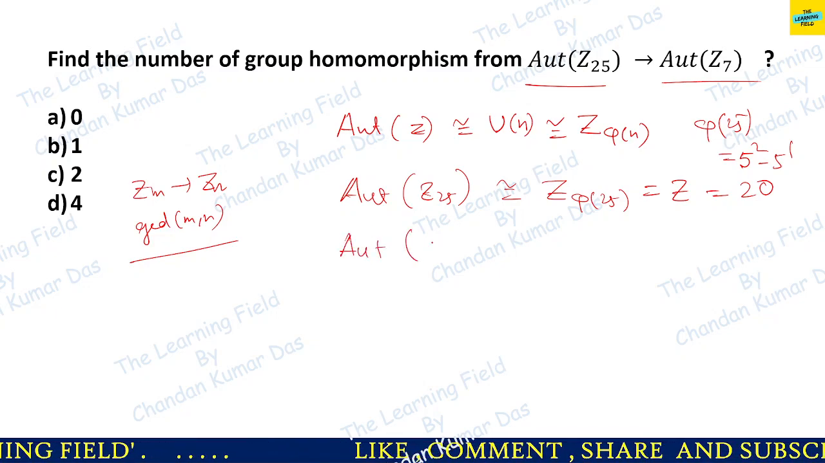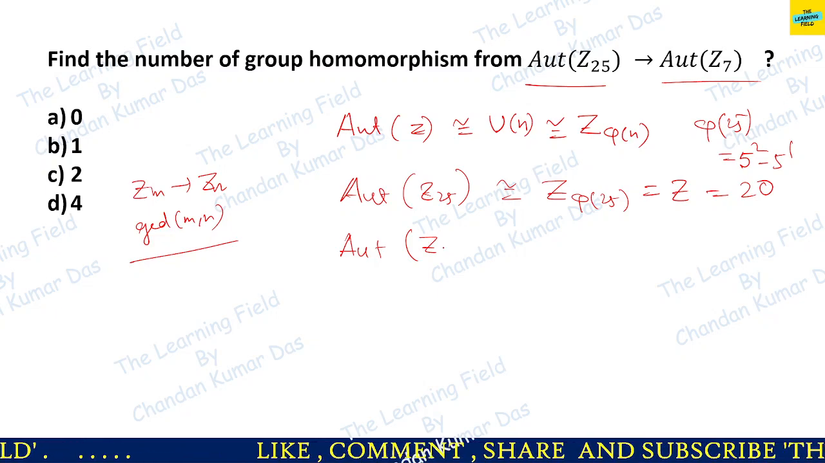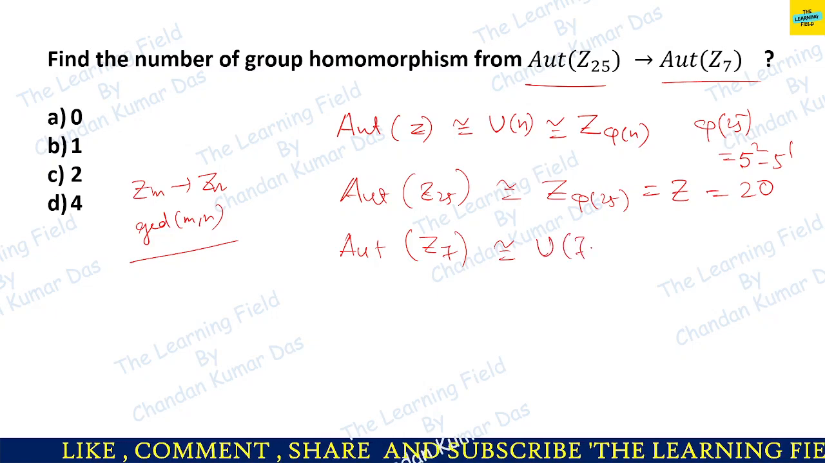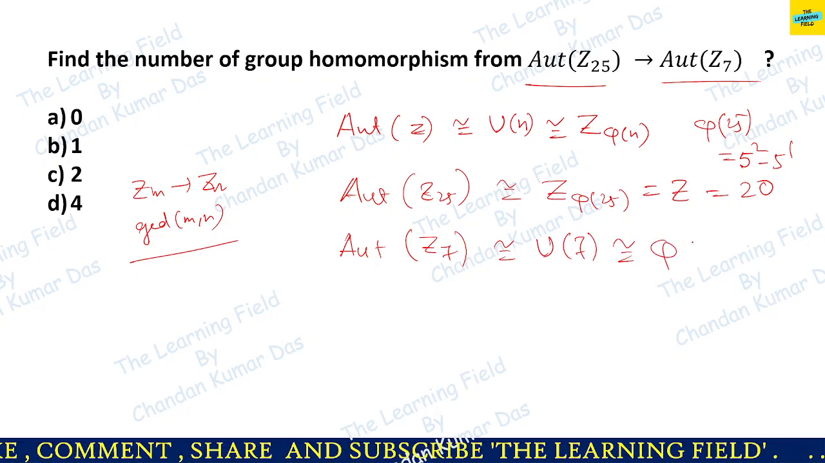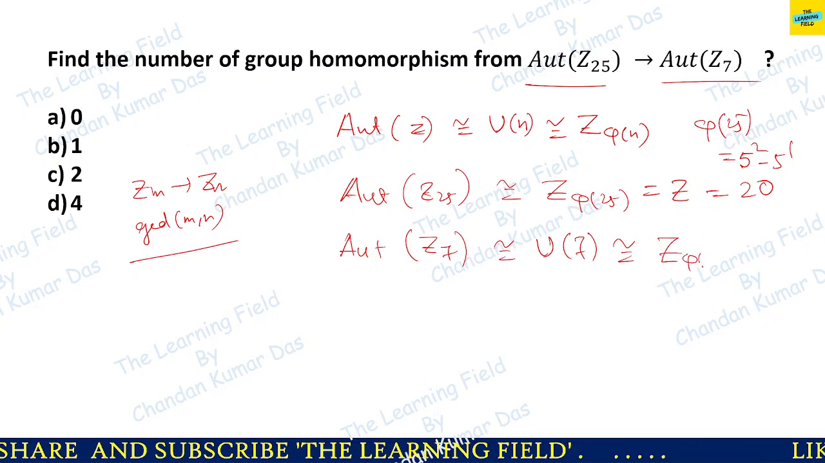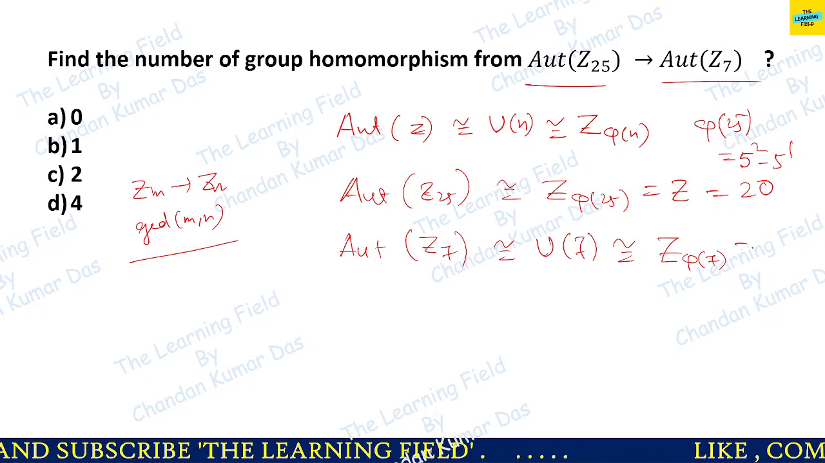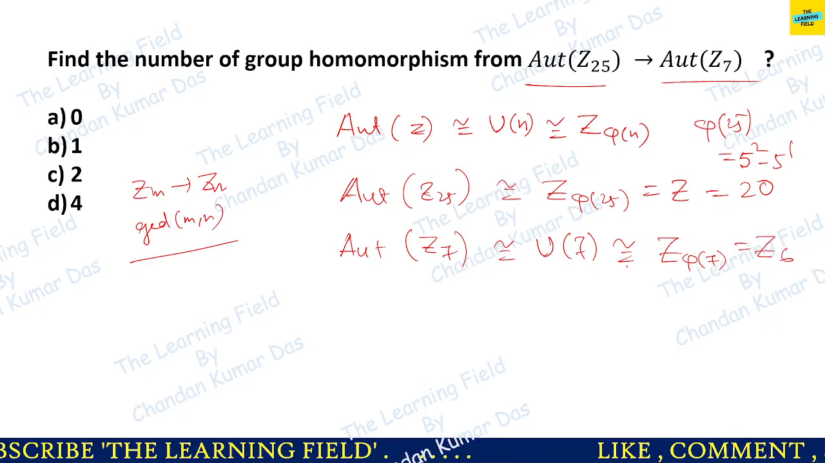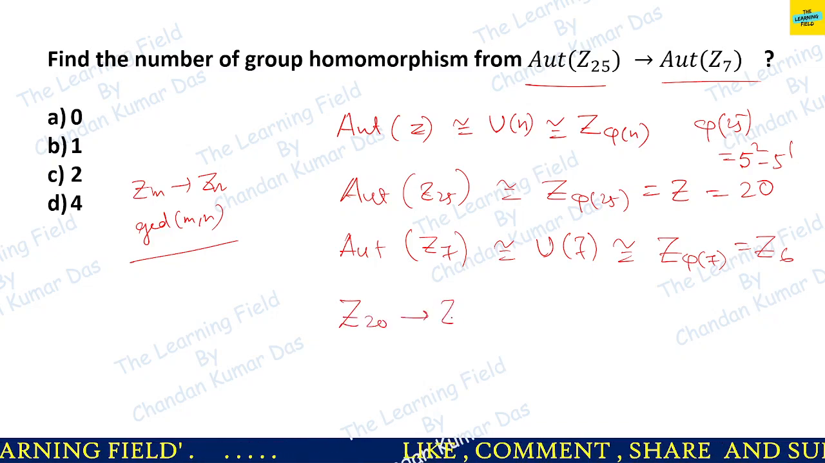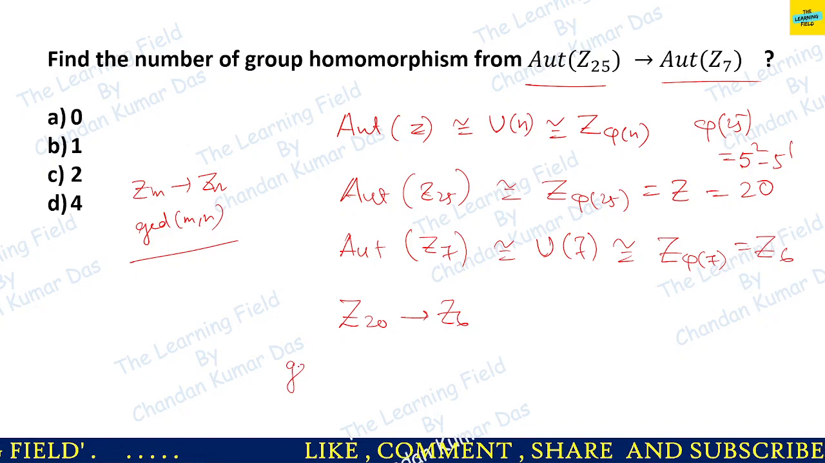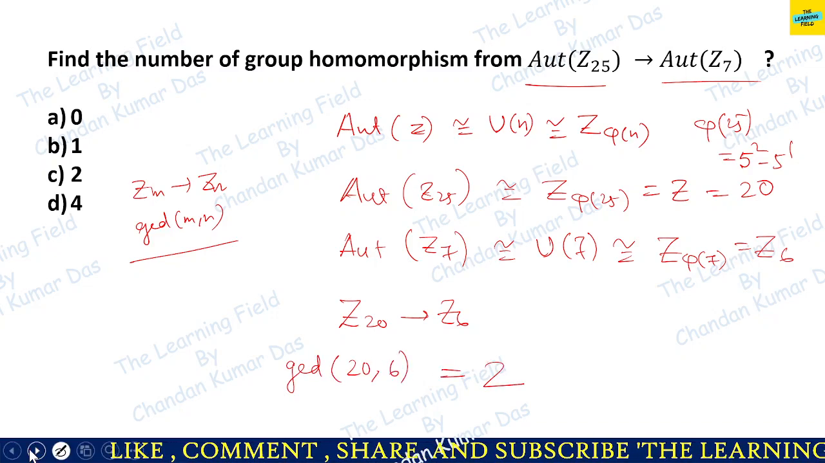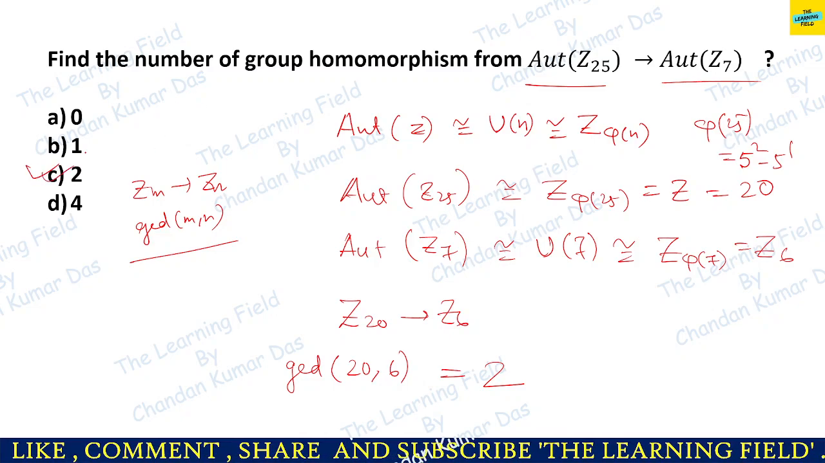Automorphism of Z7. This is isomorphic to U7, and which is isomorphic to Z of phi 7, and Z of phi 7 means 6. Okay, so we have to find the number of homomorphisms from Z20 to Z6. So which is equal to GCD of 20 and 6. So GCD of 20 and 6 means 2. Okay, so the correct answer is option C.